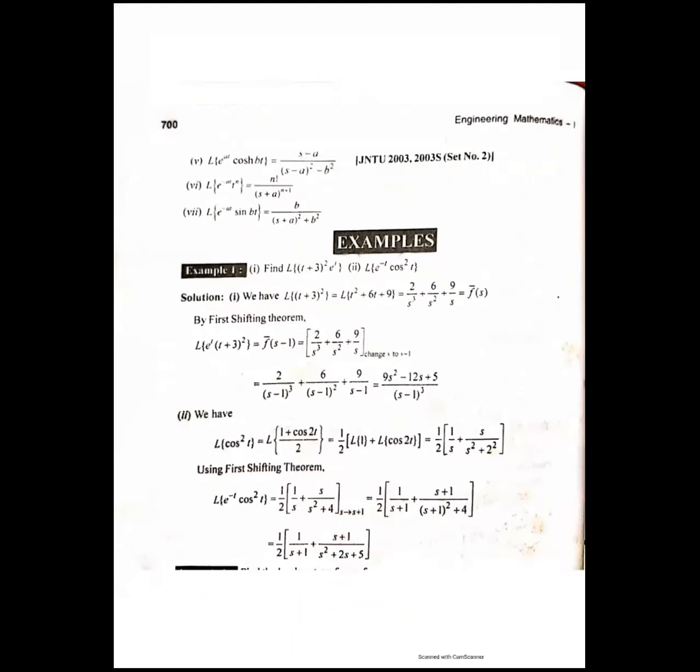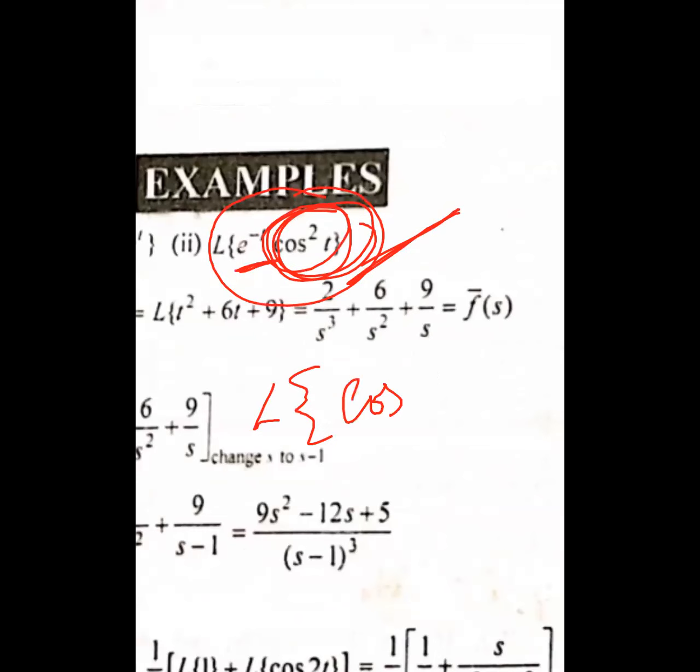సో ఇక్కడ అబ్జర్వ్ చేస్తే e power minus t into cos square t. సో e power minus t అనేది cos square t కి మల్టిపుల్ లో ఉంది. సో ఇట్ ఈజ్ ఫస్ట్ షిఫ్టింగ్. సో ఫస్ట్ షిఫ్టింగ్ లో ఏం చేయాలి? e power minus at, first omit the e power minus at. First you calculate L of cos square t.